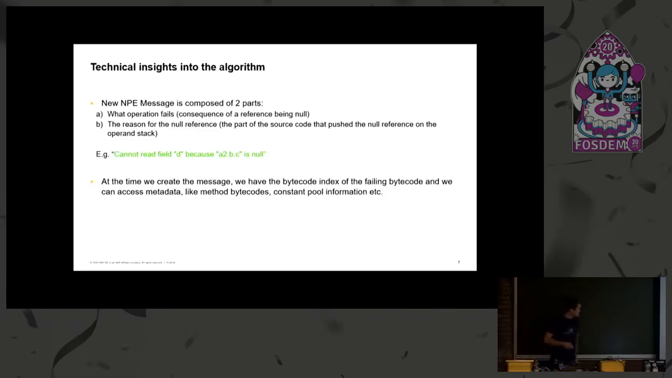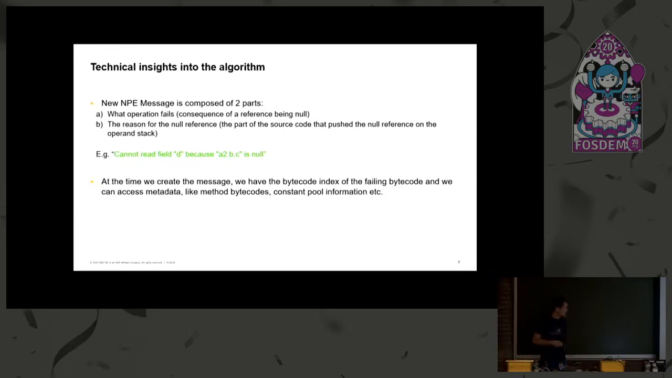The null pointer exception message, you see the green line. It says cannot read field D because a2.b.c is null. It has two parts. The first part is what went wrong, cannot read field D. And the second part, that's the more complicated part, I'd say. You have to go back in the program flow a bit to figure out what exactly was the reason that brought the null reference onto the operand stack.